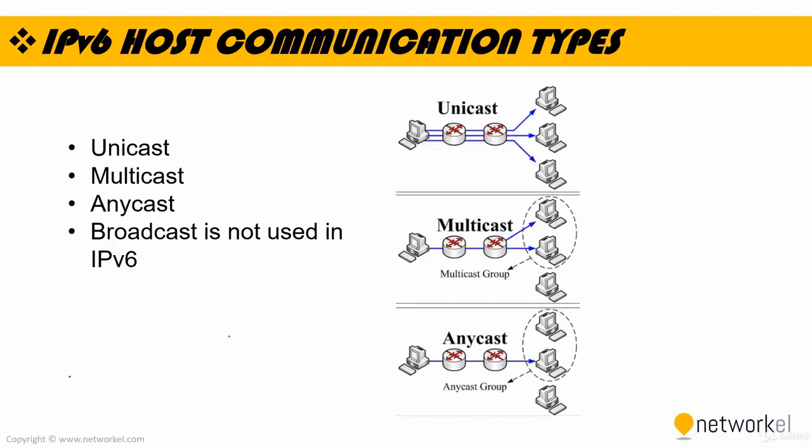And in IPv6, we have unicast communication again, multicast communication again, but we don't have broadcast communication in IPv6. We have anycast communication instead of broadcast, which means one to any, as you can see in the picture.